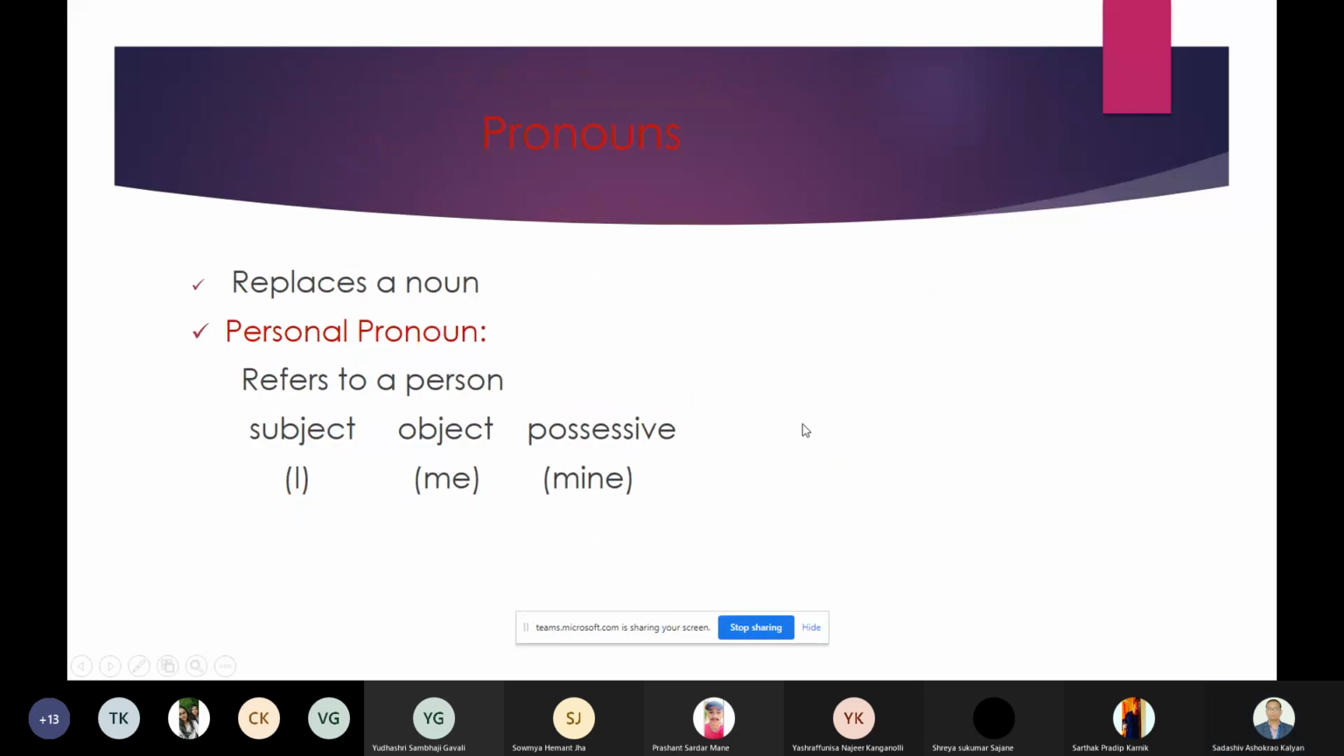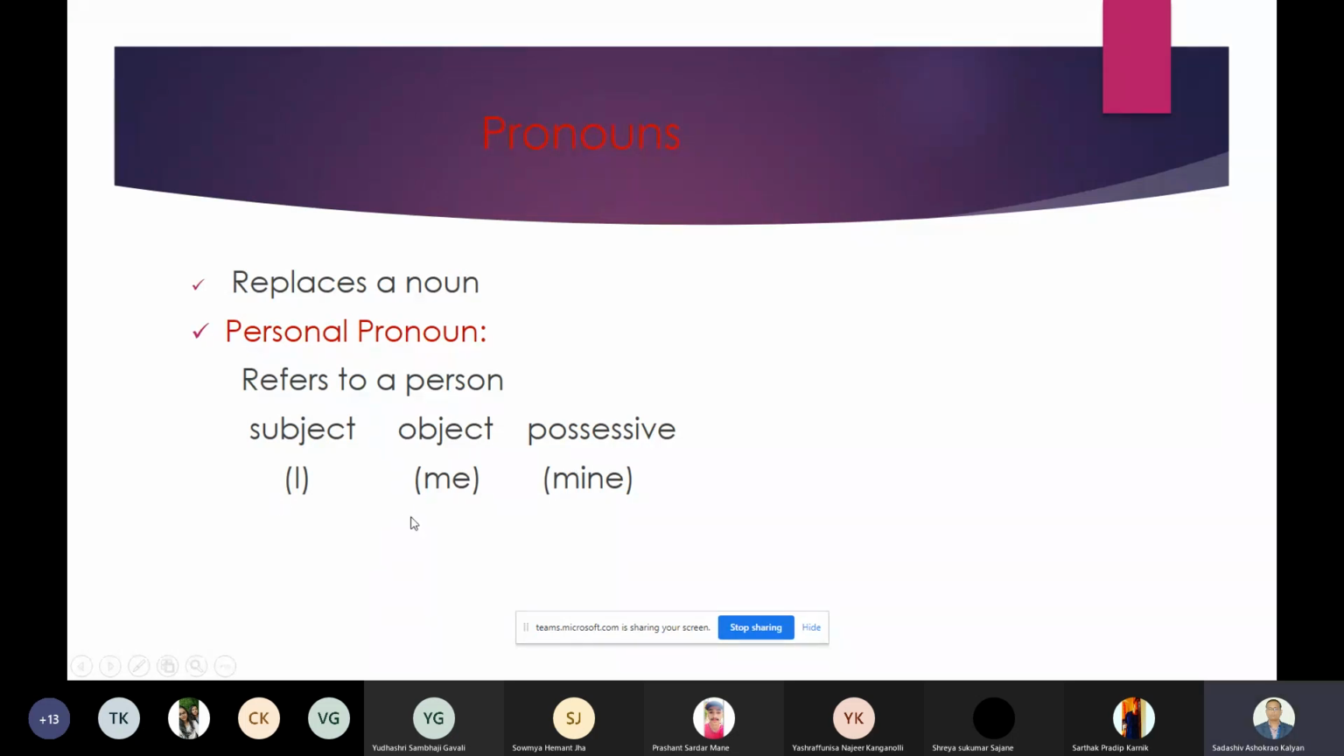Pronouns are also considered an important part when we study grammar. Pronouns give us more information about the noun. These are the words which are used instead of a noun, and that is called the pronoun. We use various kinds of personal pronouns in our day-to-day life, and these refer to the person, like the subject, object, and the possessive. Possessive means belonging, ownership.